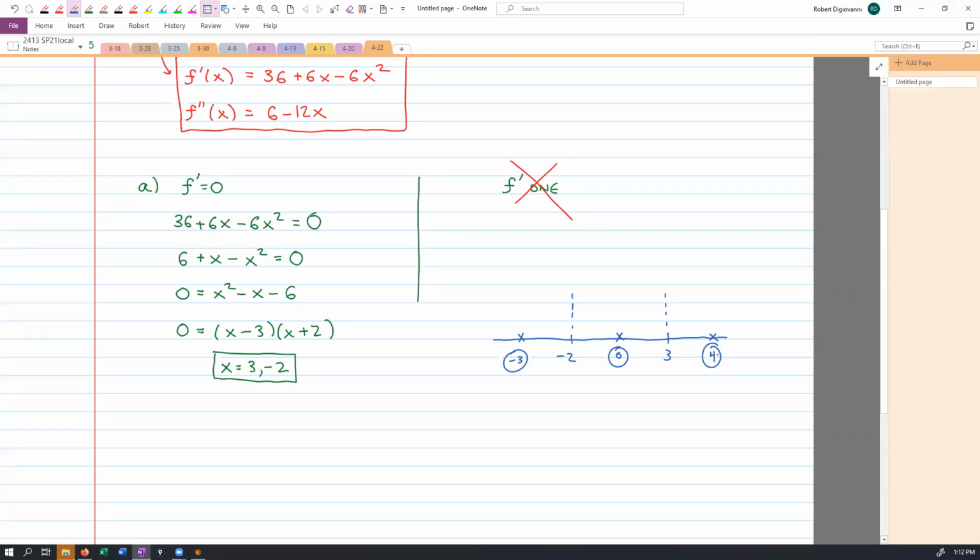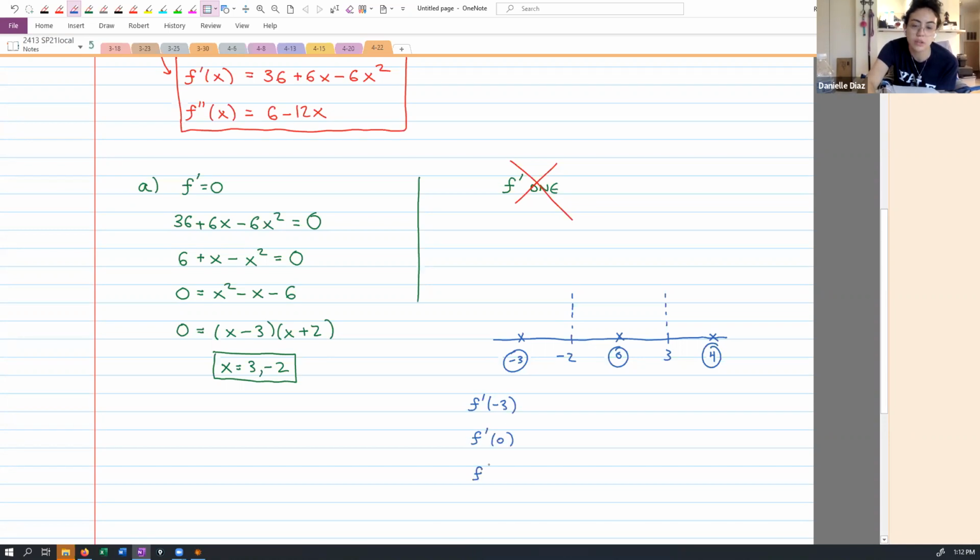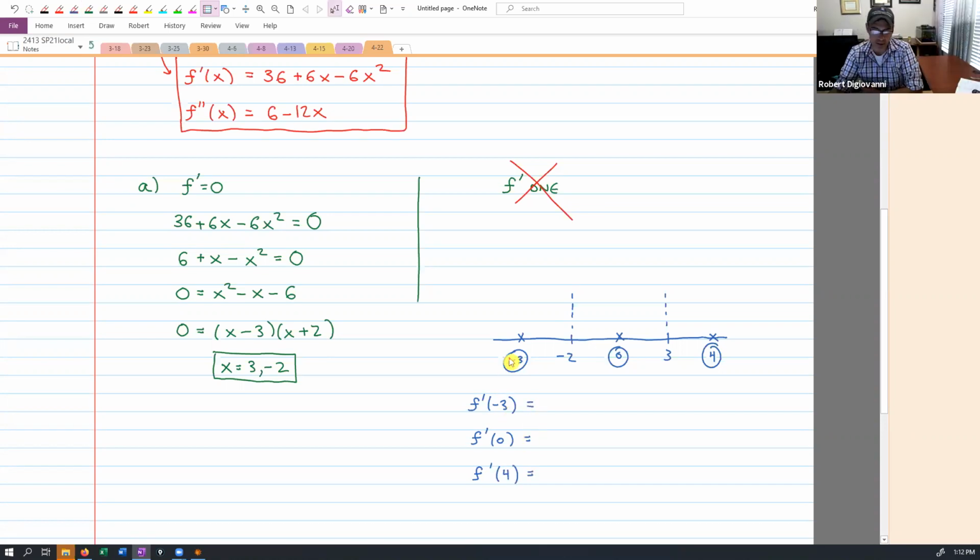The derivative. Right now it's just the first derivative. We're not plugging in for the second one. Yeah, we are just doing what we did last class. So everything that we're focusing on now has to do with the first derivative. I'm going to plug negative 3 into the first derivative, 0 into the first derivative, and 4. And all I care about is whether or not I get a positive or negative answer. That's all I care about.